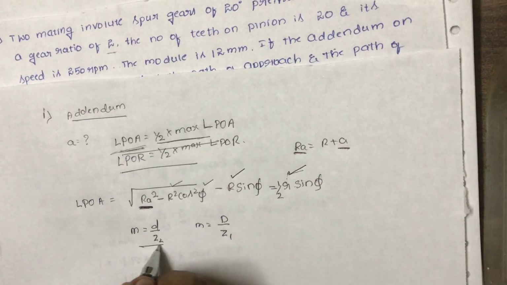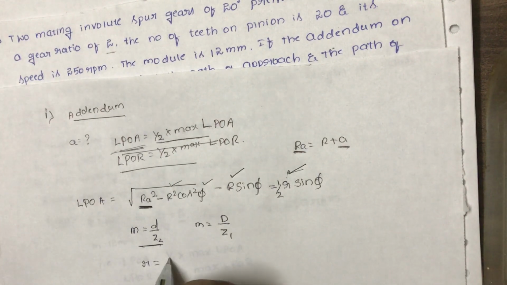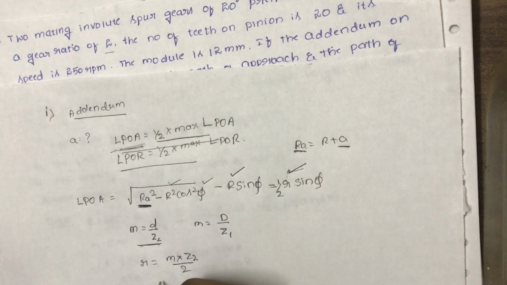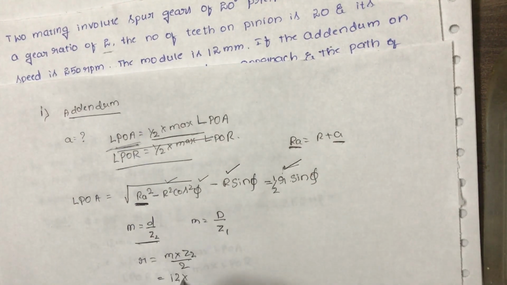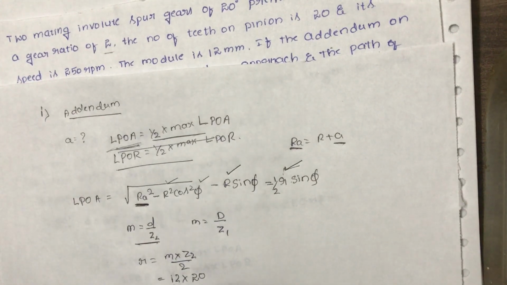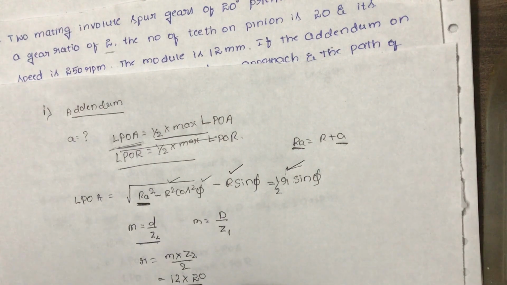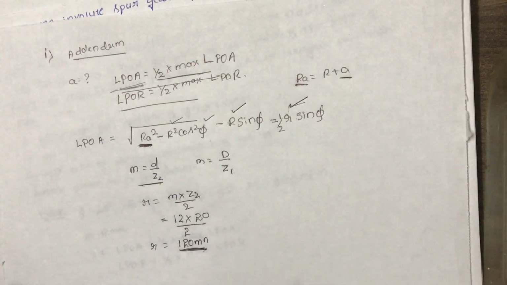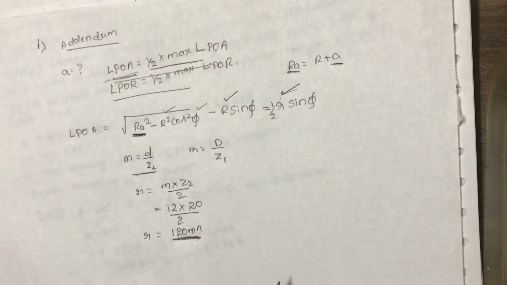Okay, we'll find out for pinion first. So for pinion, r is equal to m into z2 divided by 2. You just simplify, you'll get this formula. Module is 12 mm and number of teeth on pinion 20 divided by 2, you will get r is equal to 120 mm. Okay, so 12 into 20 divided by 2, that is equal to 120 mm.